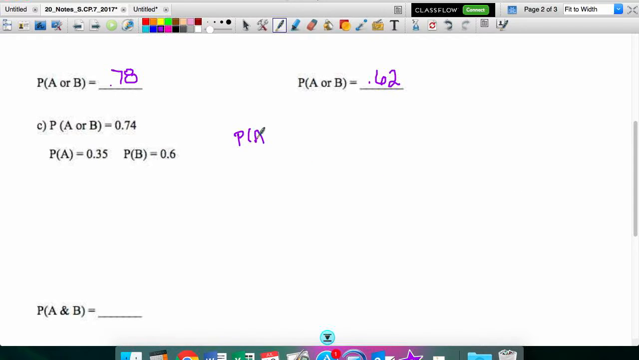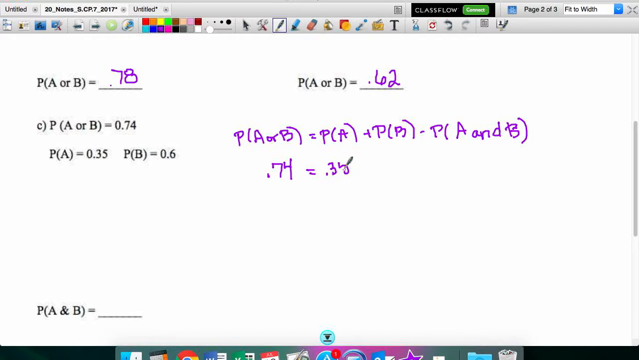The probability of A or B is equal to the probability of A plus the probability of B minus the probability of A and B. And we're going to plug in what we know. This time, we actually know the OR probability. So we'll go ahead and plug in 0.74 for the left side. We know the A is 0.35, and we know the B is 0.6. But what we don't know is the probability of A and B. This becomes our variable, what we're going to solve for.